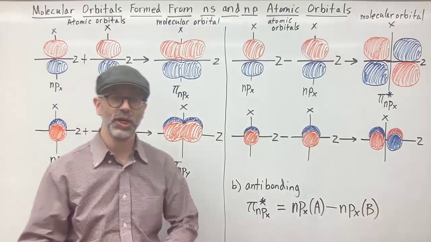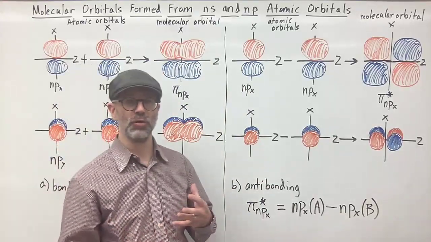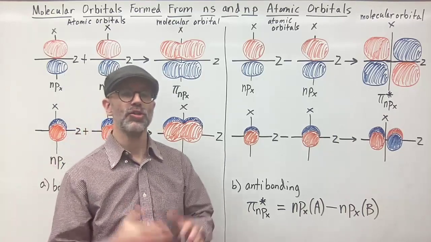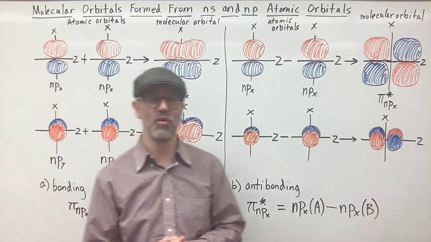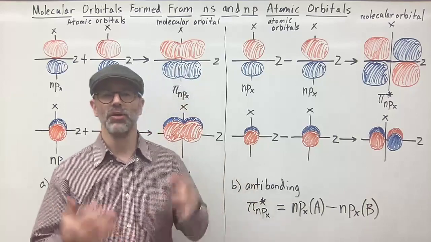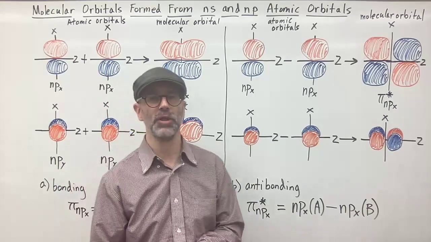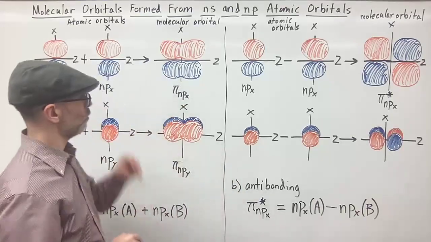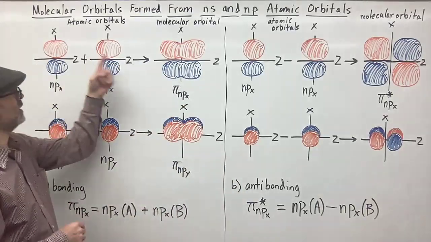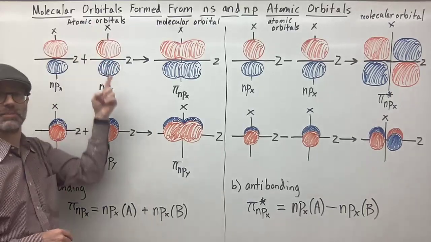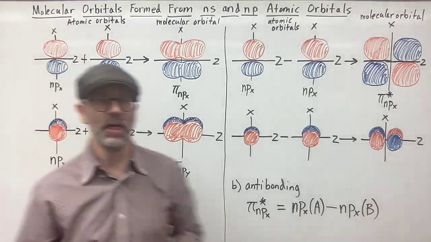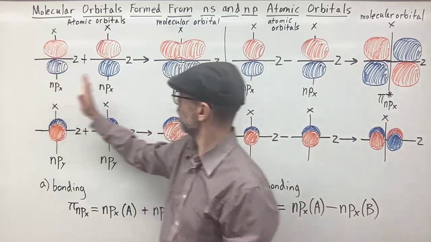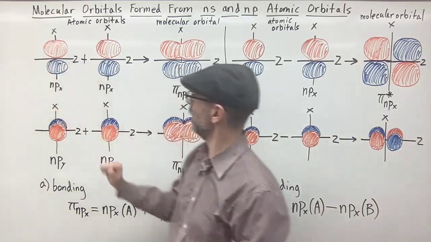Okay, so here we have the px and py orbitals. Just like with the pz orbitals and their overlap, you have the exact same thing going on with the px and the py, just on different axes. You'll see here that we have the z-axis and the x-axis, and the px orbitals are lined up on the x-axis.